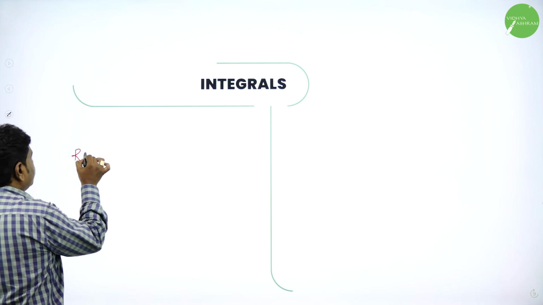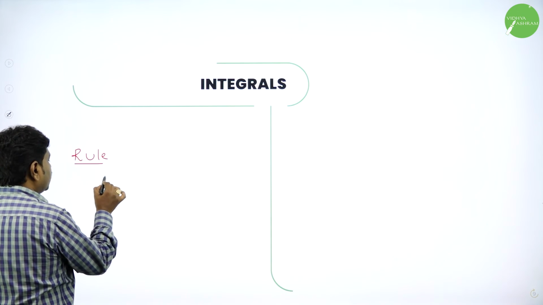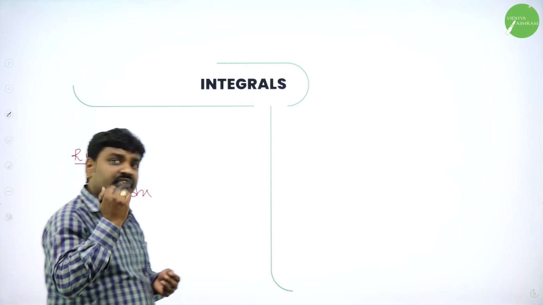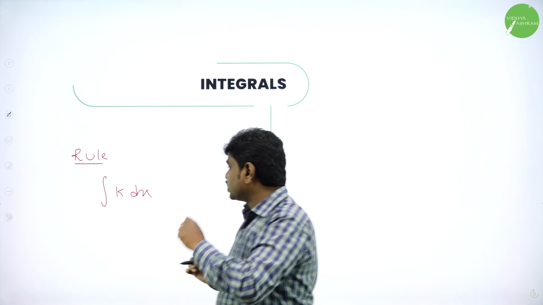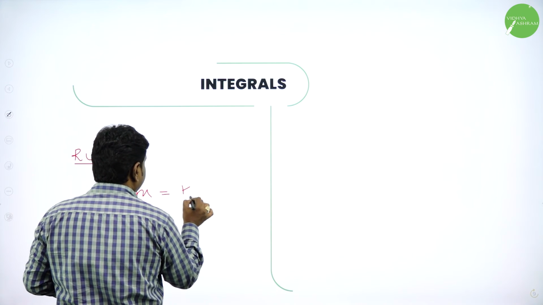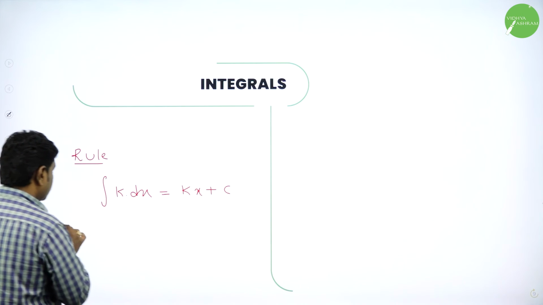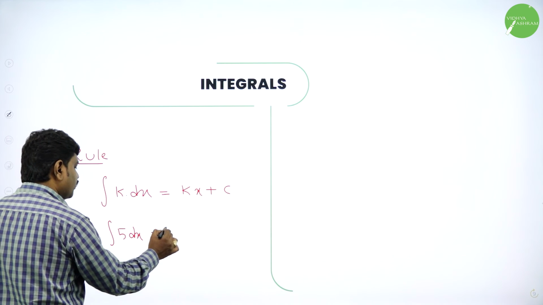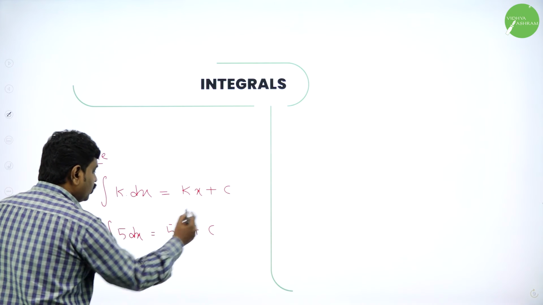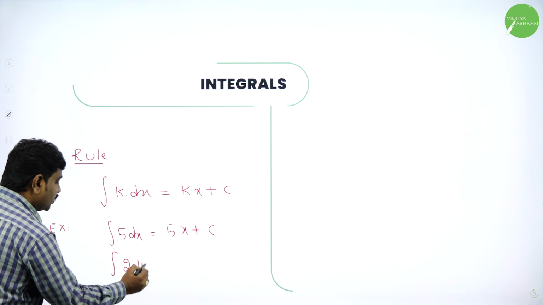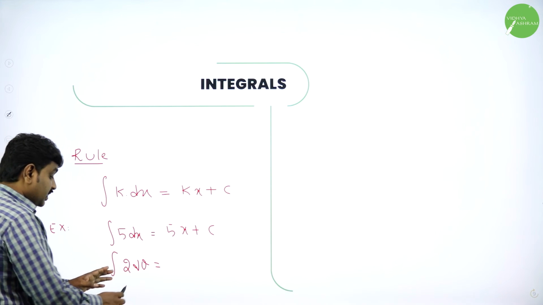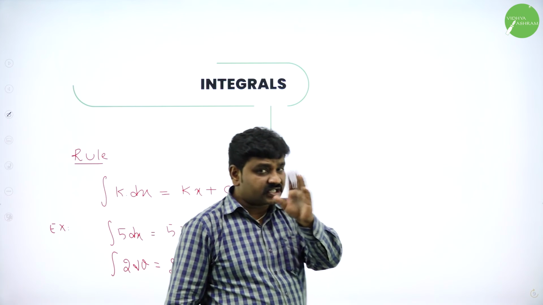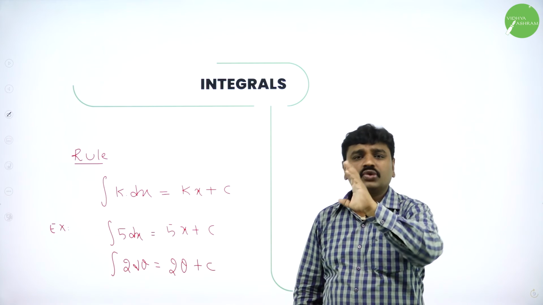Very interesting. Please make a note of this, it is important. Integration of k dx, k means constant. You know differentiation of constant is 0. But integration of k dx is kx plus c. Example: integration of 5 dx. 5 is constant, so it will become 5x plus c. If you do integration of 2 d theta, instead of x I am integrating with theta, so it will become 2 theta plus c. So integration of constant is not 0, integration of constant is constant into x.